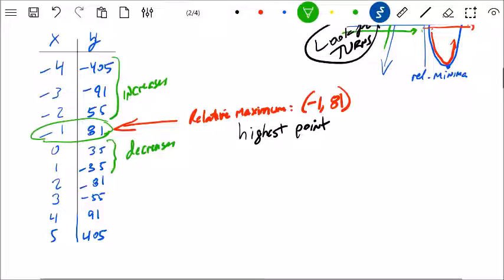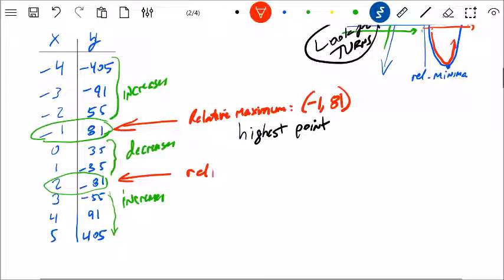So what I see is it's going down, down, down, and then at negative 81 and 2, it turns and starts coming up. So here and here and here, it increases. So that means the relative minimum, I think I'll write that more clearly, would be this point, 2 and negative 81.